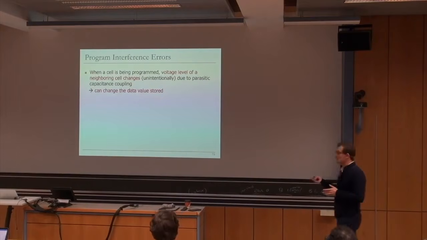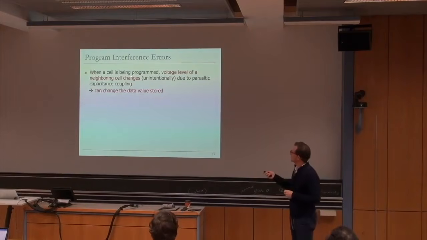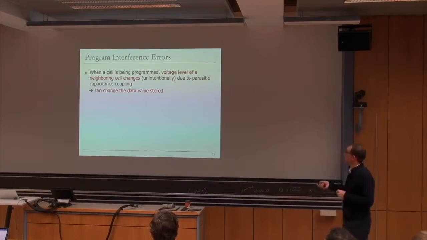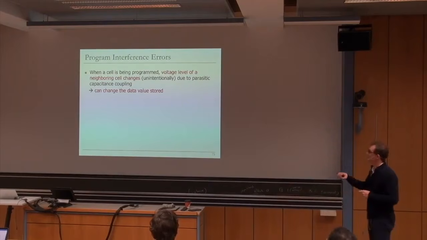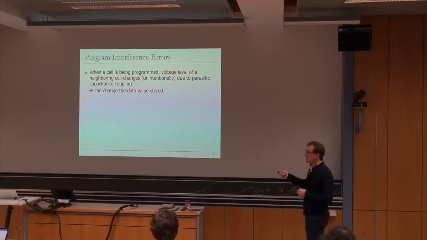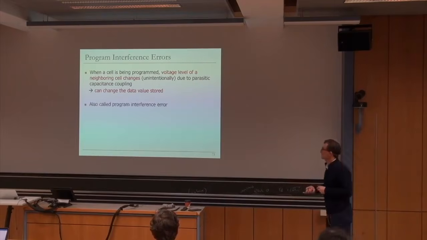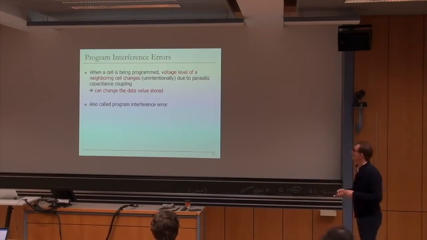We'll talk about program interference. When a cell is being programmed, the voltage level of a neighboring cell changes unintentionally due to parasitic capacitance coupling. And this can change the data value that's stored, of course. This is also called a program interference error.